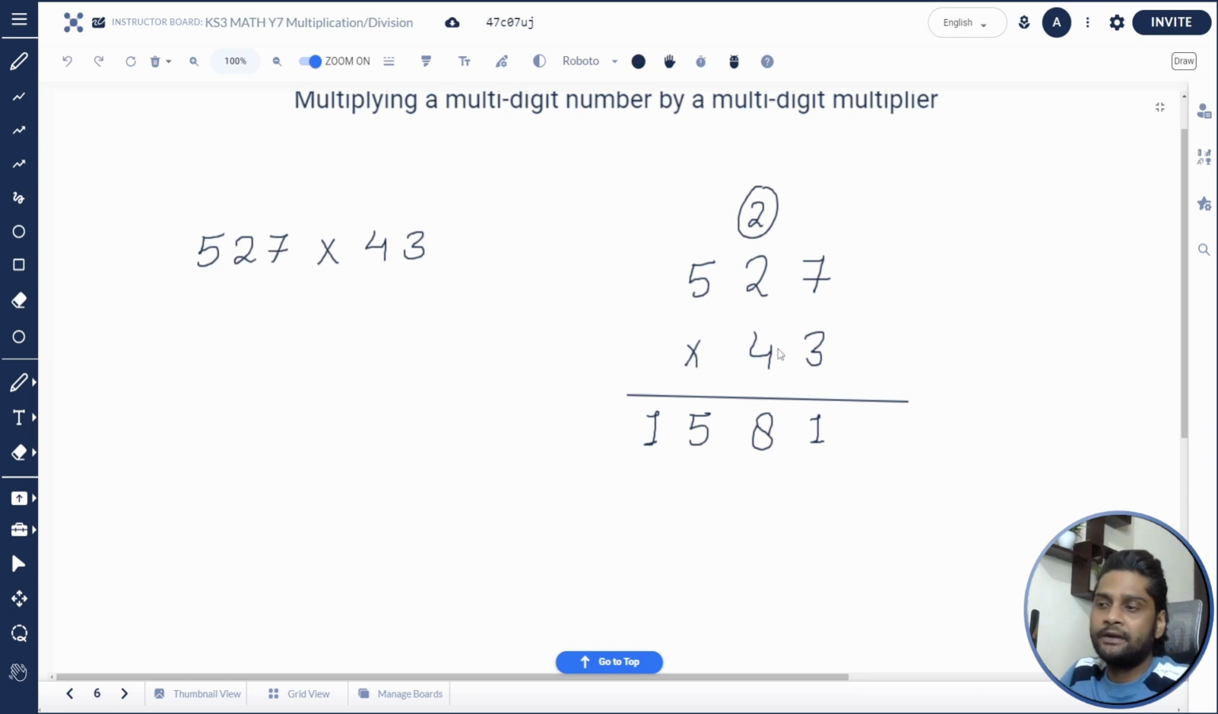Now it's time to multiply 4. So, students, remember, this 4 is already at the tens place. So basically its value is not 4, it's basically 40. So when we are multiplying 4, indirectly we are multiplying 40 here.